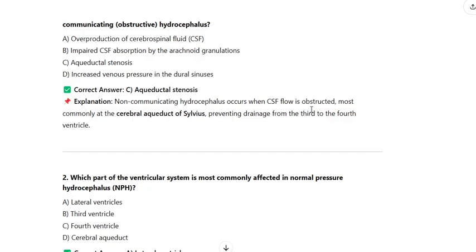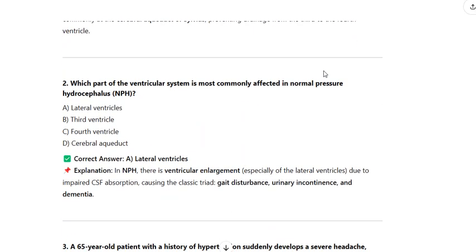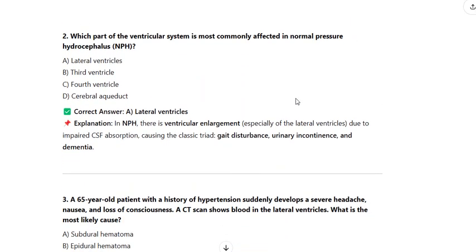A. Lateral ventricles. B. Third ventricle. C. Fourth ventricle. D. Cerebral aqueduct. Correct answer, A. Lateral ventricles. Explanation. In NPH, there is ventricular enlargement, especially of the lateral ventricles, due to impaired CSF absorption, causing the classic triad: gait disturbance, urinary incontinence, and dementia.